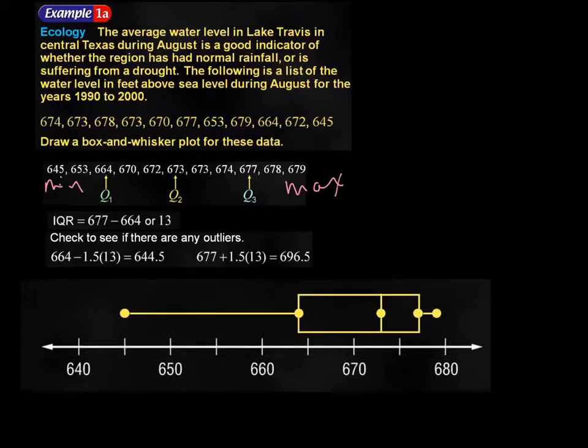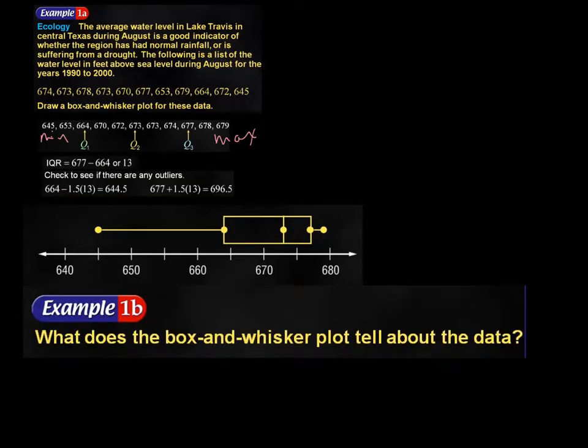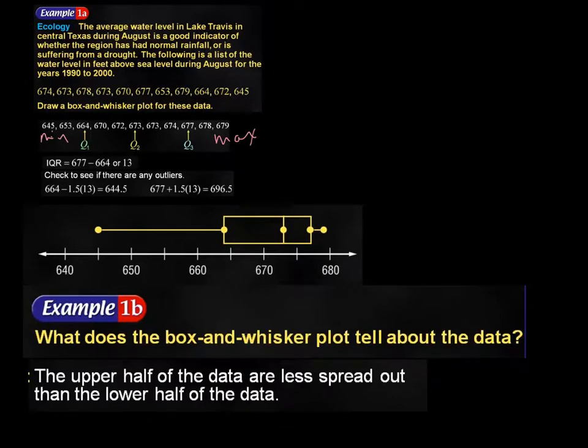And we're just going to take a straight edge and we're going to draw a box around the interquartile range. And this line represents the median. And I've got one whisker going up to my max and another longer whisker going down to my minimum. What does the box and whisker plot tell us about the data? Well, looking at our picture, it sure appears that the upper half of the data are less spread out than the lower half.